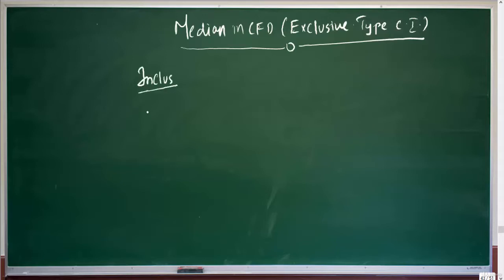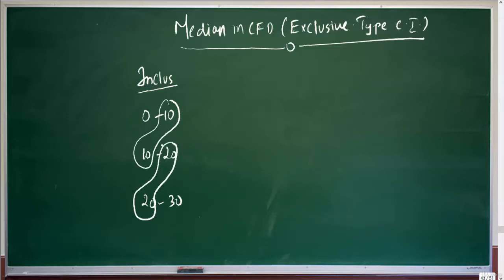Inclusive type class intervals can be like this: 0 to 10, 10 to 20, 20 to 30, where you have inclusion in both the limits, in the continuous set of class intervals. But in case of exclusive it can be like this: 0 to 9, 10 to 19, 20 to 29. So actually you have a gap between these two, right? You have a gap between these two.